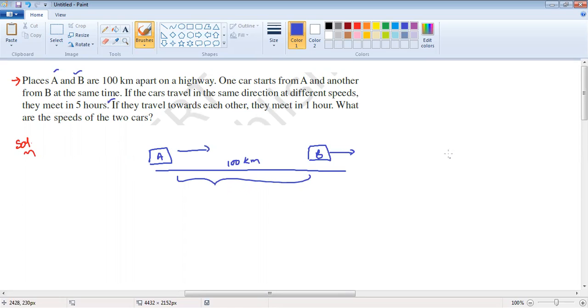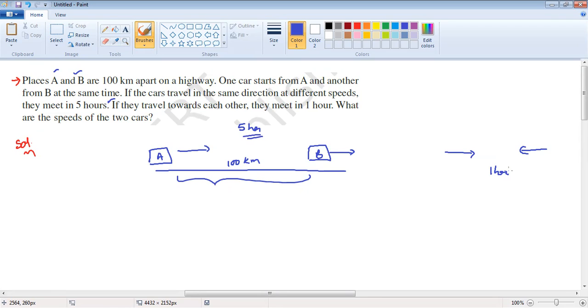Suppose if they travel in opposite directions, they will meet in 1 hour. If they go this way, they'll meet in 5 hours. If they go like this, they will meet in 1 hour. Have you understood? Yes, sir.